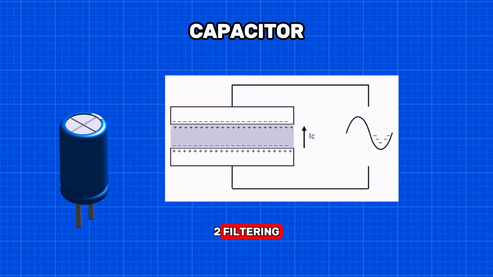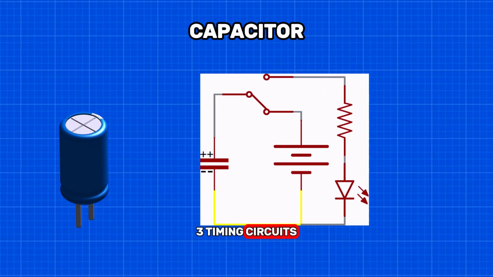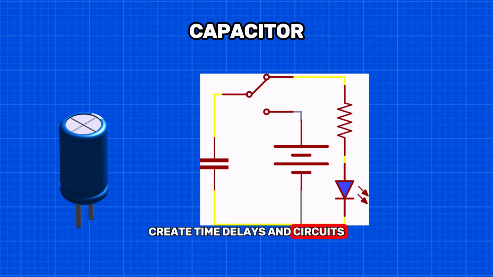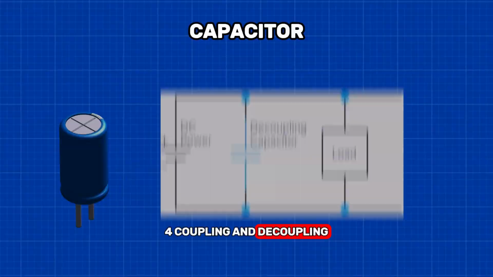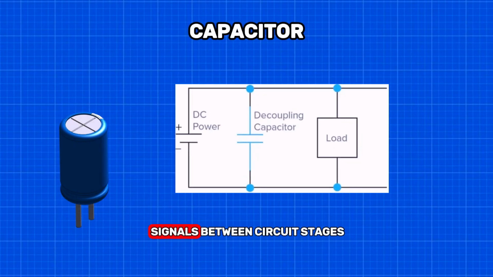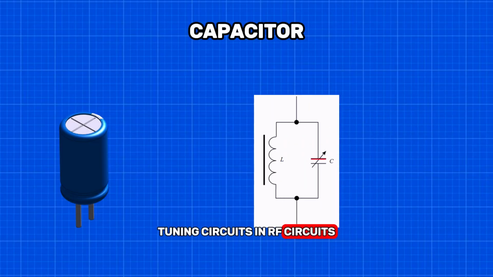2. Filtering. In order to remove unwanted noise or ripple, capacitors filter signals. By nature, voltages fluctuate in power supplies and audio circuits. 3. Timing circuits. Capacitors, along with resistors, create time delays in circuits. They are used in oscillators and timers. 4. Coupling and decoupling. Capacitors can couple AC signals between circuit stages. They block DC signals. They also decouple power supplies from signal lines to prevent interference. 5. Tuning circuits. In RF circuits, capacitors adjust the frequency of filters and oscillators.